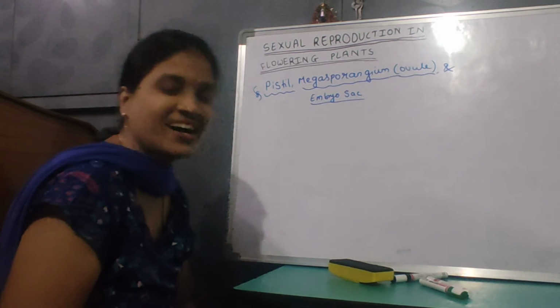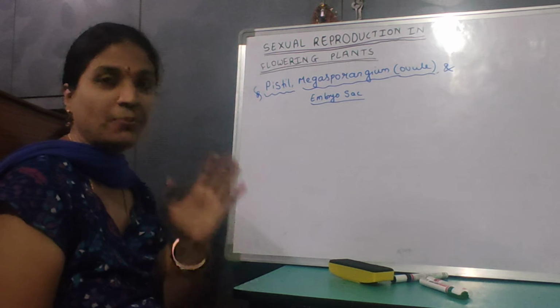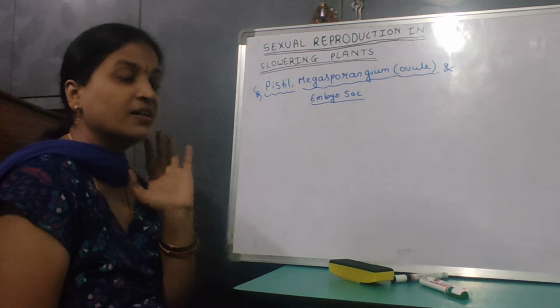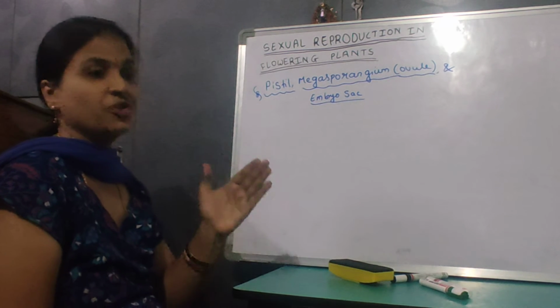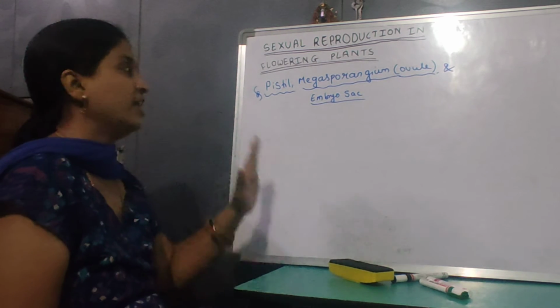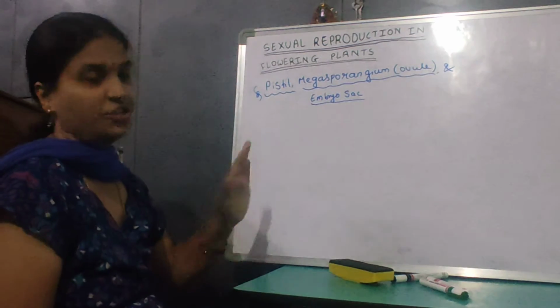Everyone, I'm Sandhya. I'm your botany lecturer. In the last video we started the chapter sexual reproduction of flowering plants. Then we discussed the male reproductive structure, the stamen, anther, microsporangium, pollen grain, everything about the male reproductive structure. In this lecture we are going to deal with the female reproductive structure.